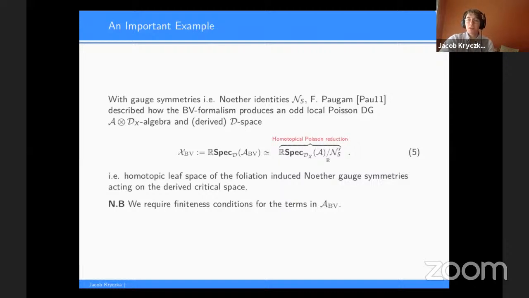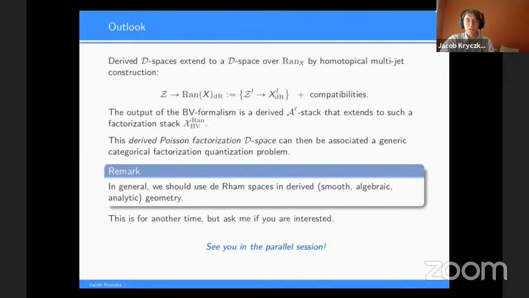In order to do this, one needs to impose finiteness conditions in the BV algebra here, and I'll describe some more of this in the parallel talk. One last final remark is that we can go even more nonlinear by studying so-called derived D spaces, which are an even more stacky version than the nonlinear theory based on D algebras, by a kind of homotopy multijet construction.